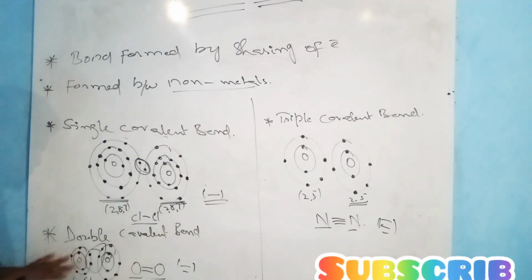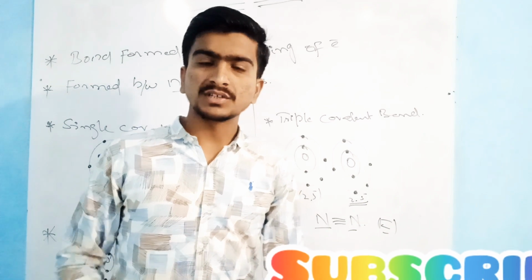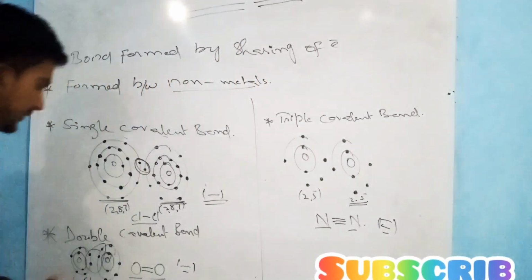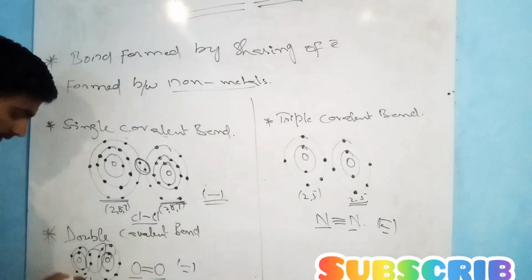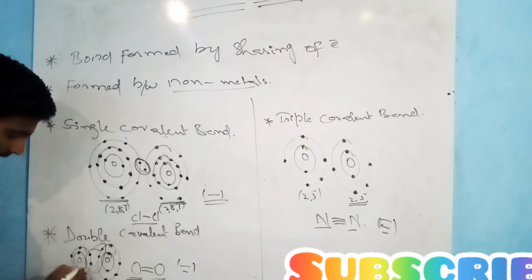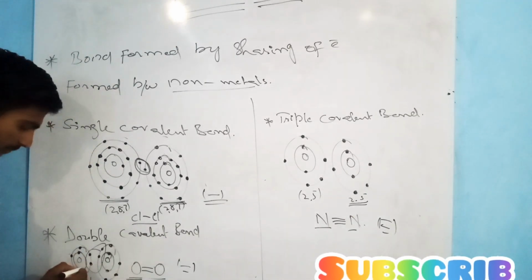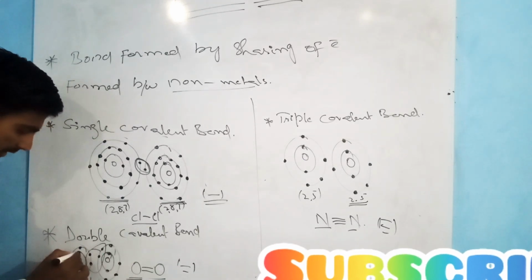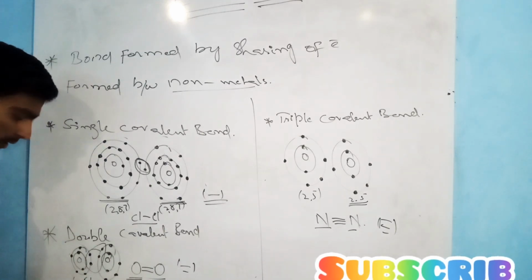Now come to the double covalent bond. The bond which is formed by sharing of 2 pairs of electrons. Here, oxygen, if you see, oxygen has 8 electrons. In its valence shell, if you see, it has 6 electrons. In the K shell there is 2. It needs only 2 electrons to complete its octet.